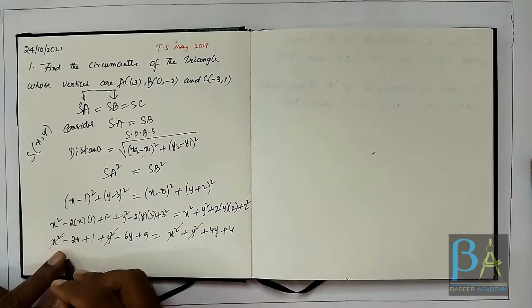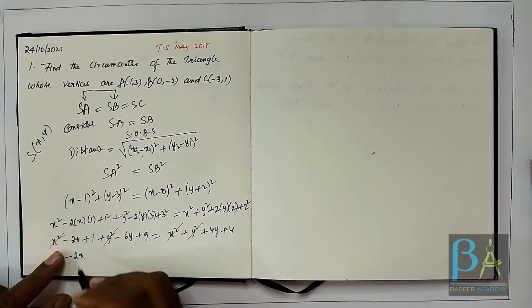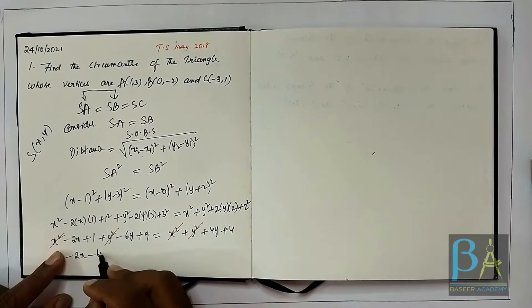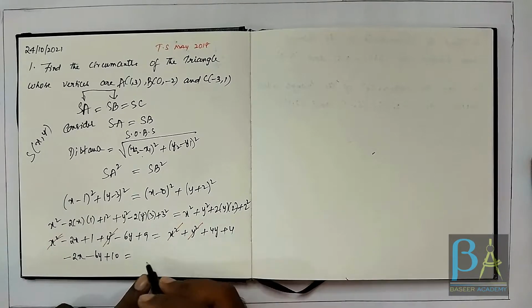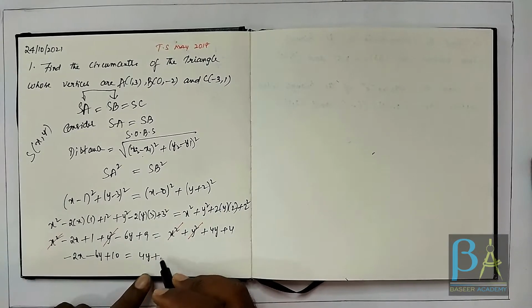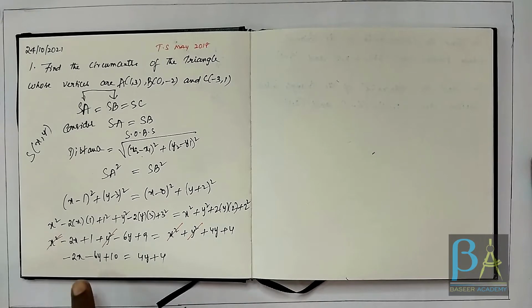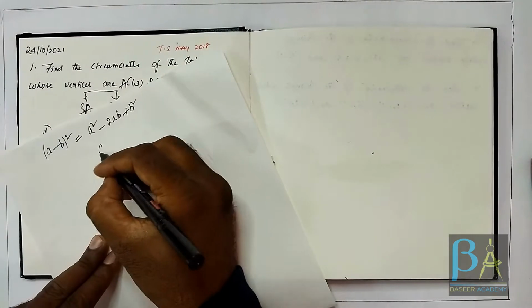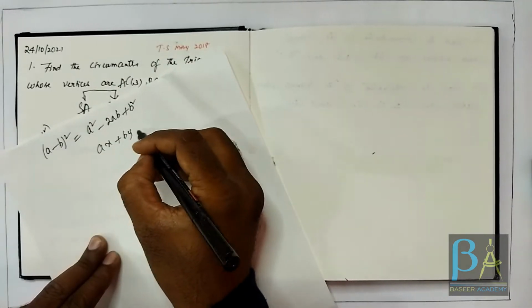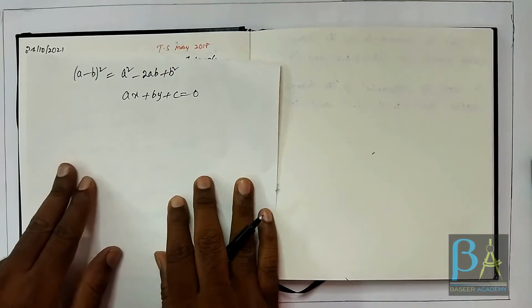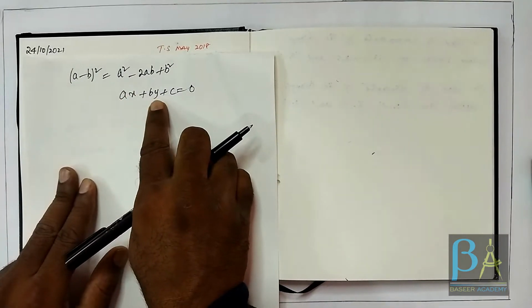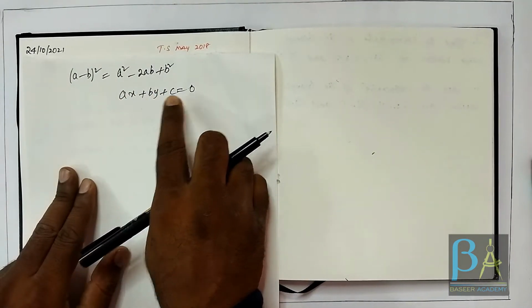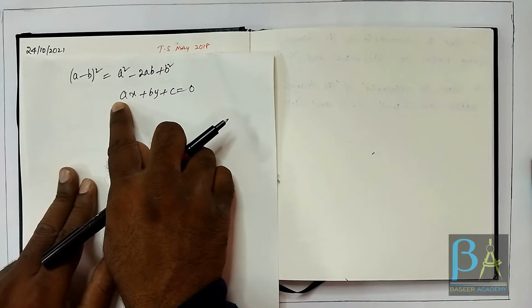So let us write what is remaining here. Minus 2x minus 6y, 9 plus 1, that gives us 10. Here on the right hand side I just have 4y plus 4. Now remember, when you frame an equation, you obviously frame it in this format: ax plus by plus c is equal to 0. So you write the x term and then the y term and then the constant term. The first term should not be negative.